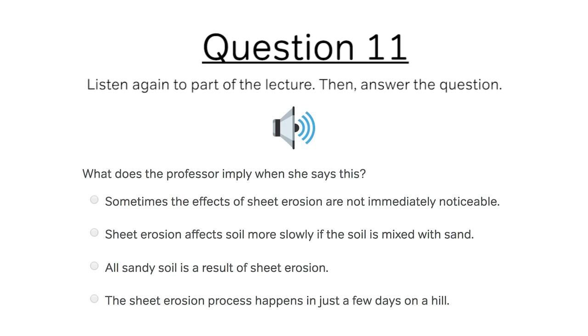Listen again to part of the lecture. Then answer the question. Hills will seem more sandy than level ground because they've lost some of their soil to sheet erosion. But this effect happens even on land that's just a little tilted. It just happens more slowly. It can take years to really make a difference, but eventually it really does. What does the professor imply when she says this? It can take years to really make a difference, but eventually it really does.